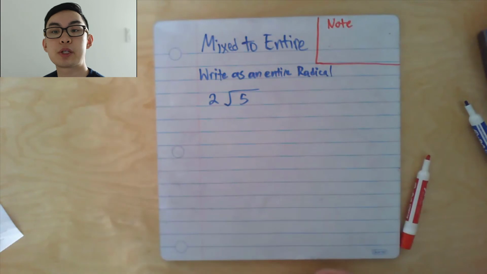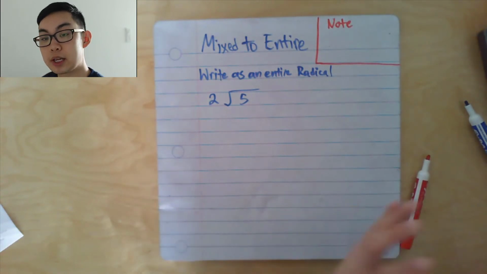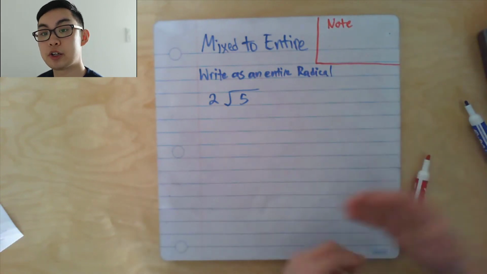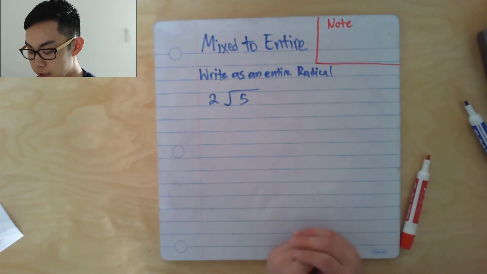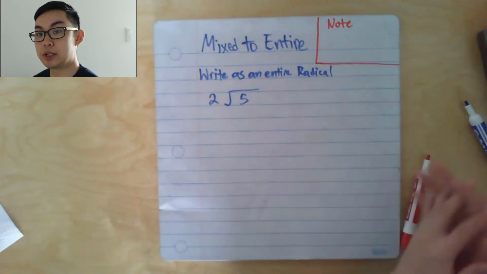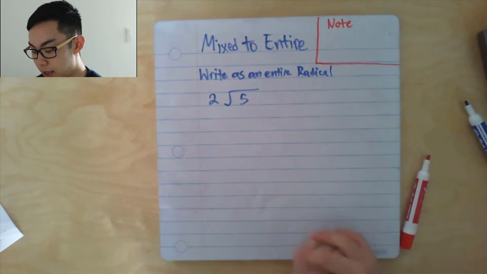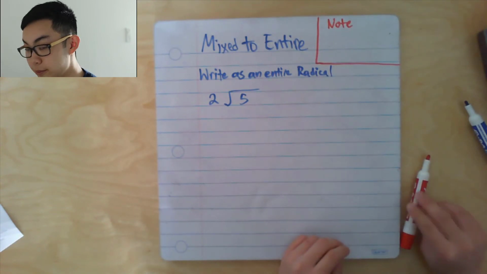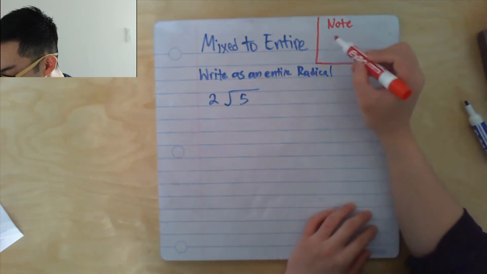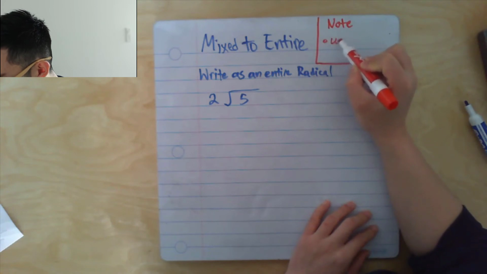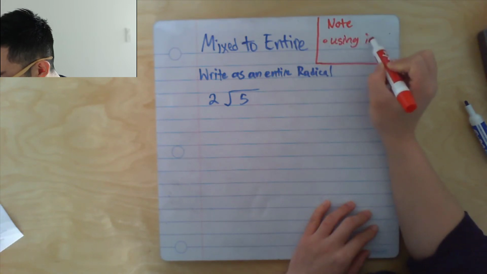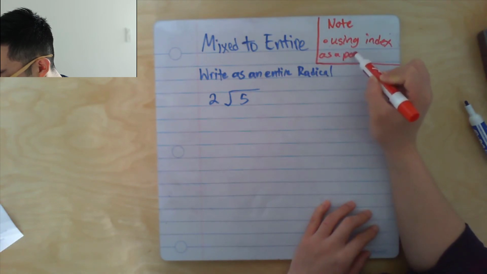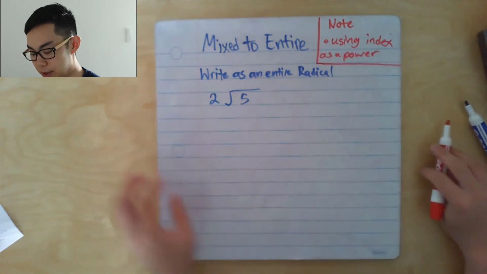Alright, so we've just gone through some examples where we express entire radicals as mixed radicals. And now we're moving on to our next section, which is converting mixed radicals into entire radicals. And to do that, I'm going to write a note really quickly for us to have in our heads. To do so, we're going to be using the index as a power. Okay, let's see what I mean by that.